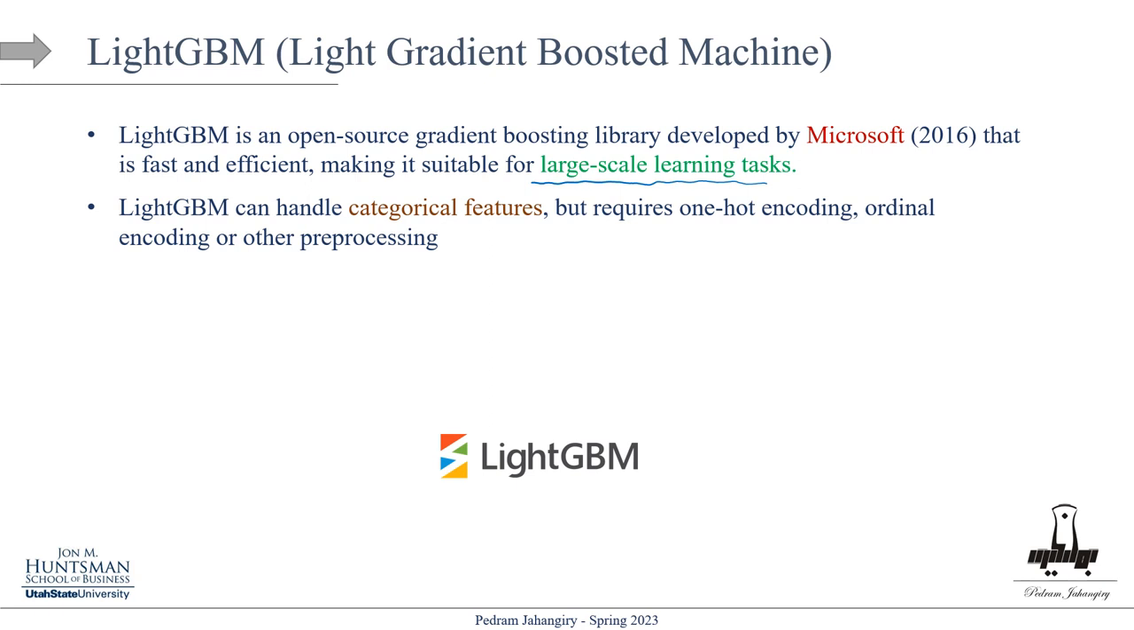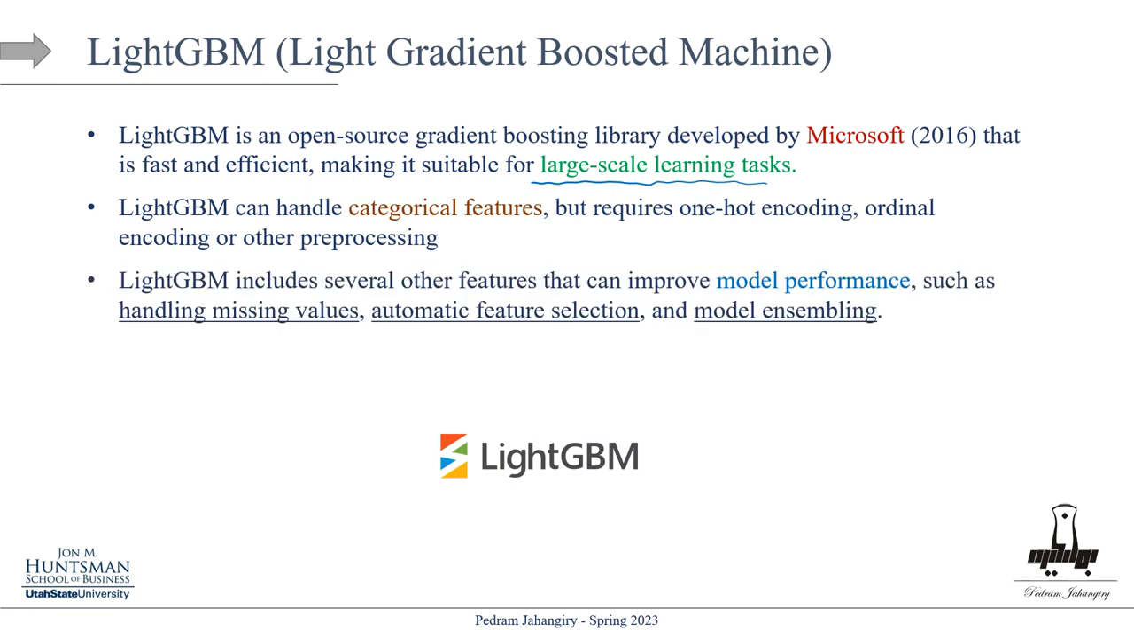The advantage of CatBoost over LightGBM is that it's even better when it comes to handling categorical features. Just like XGBoost, LightGBM also includes several other features that can improve model performance: handling missing values, automatic feature selection, and model ensembling.